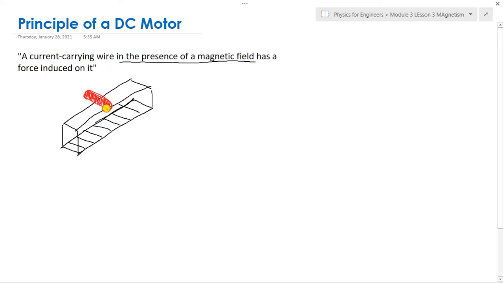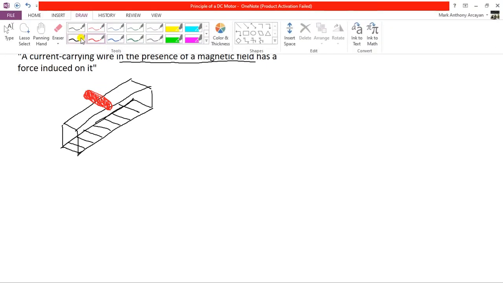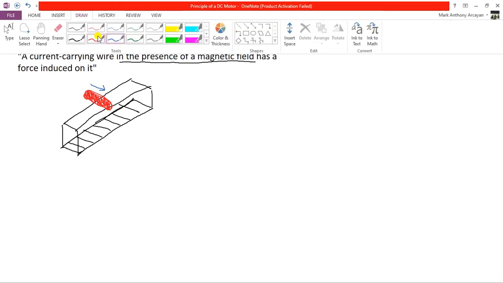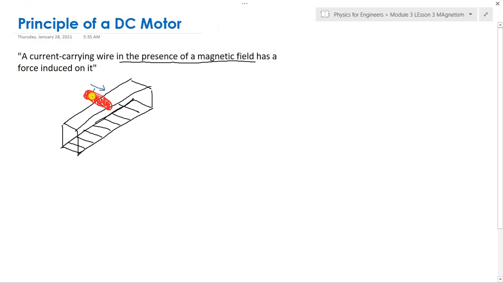Now this is the fundamental principle of a maglev. The conductor has a current passing through it. Because of the current, there is a magnetic field surrounding it. This is connected to a power source, okay? That is how it works in maglev trains.